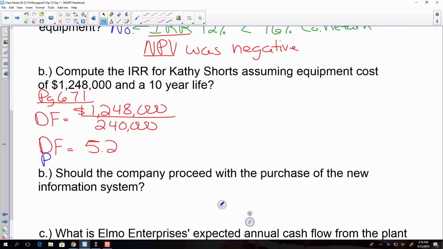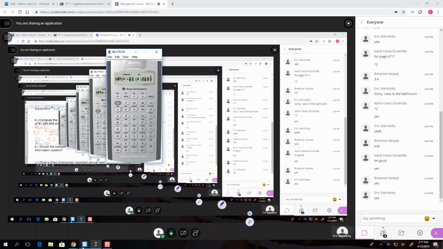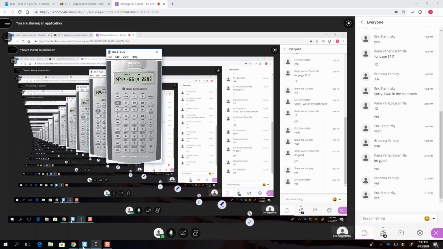Using our book, we're going to use row 10. Why am I using row 10? 10 years. So the problem has to tell you how long this cash flow goes. So page 671, 10 years. Eric, are you ready? Where does our 5.2 land? What percentage? 5.2.